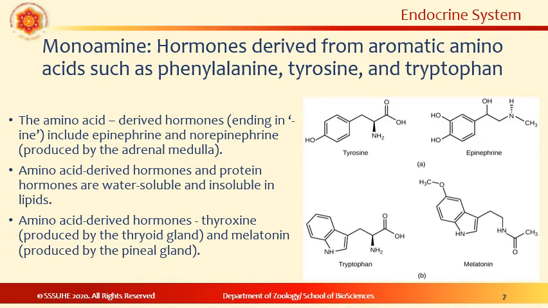The amino acid derivative hormones are those that end with I and E. These are derived from the amino acids tyrosine and tryptophan. These are water-soluble hormones. Amino acid derivative hormones and protein hormones are water-soluble. The picture shows the structure of the amino acid and also the structure of the hormones epinephrine and melatonin.